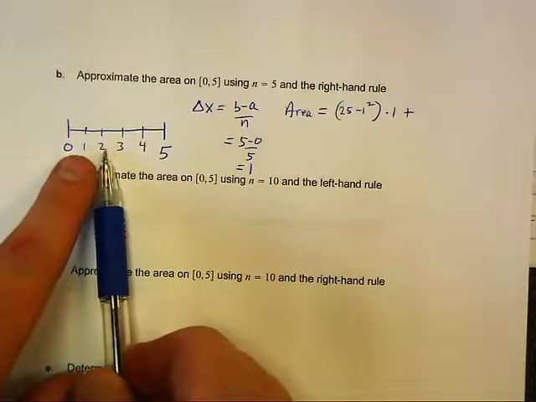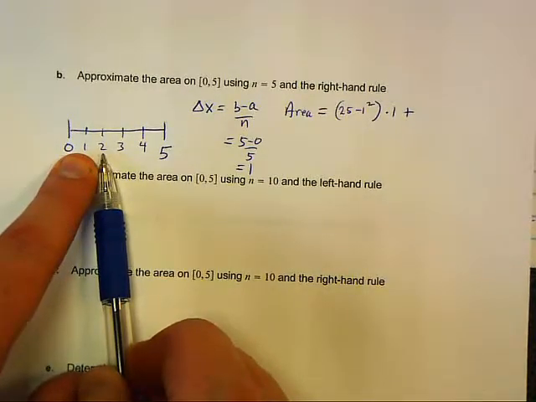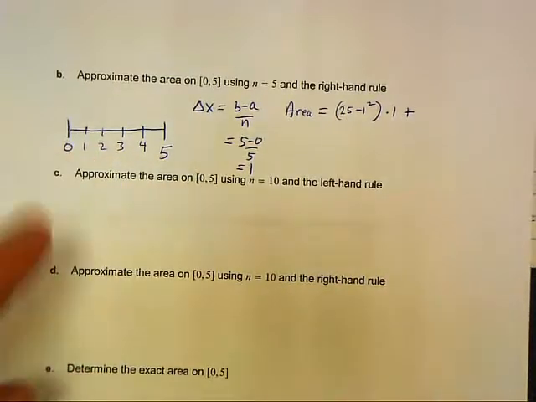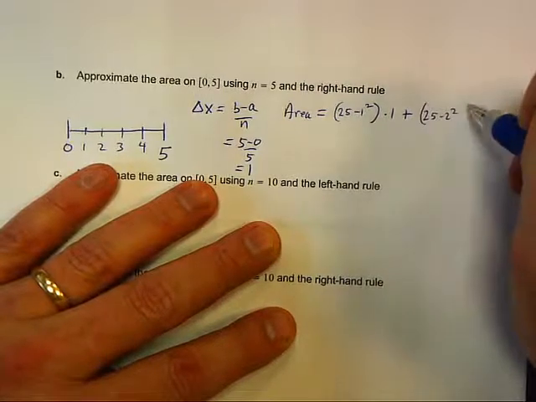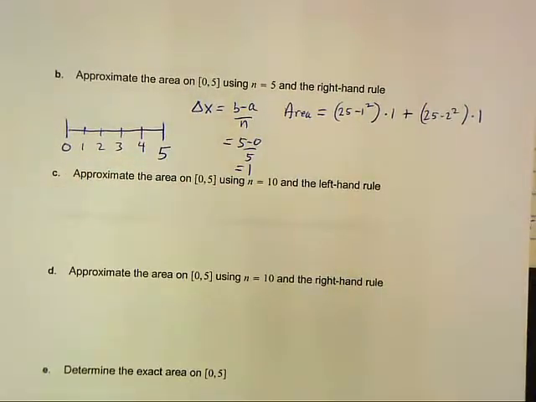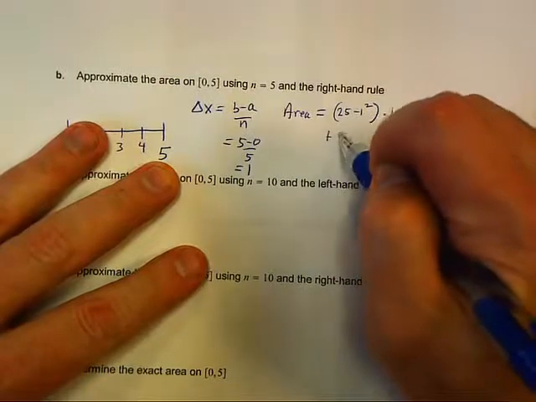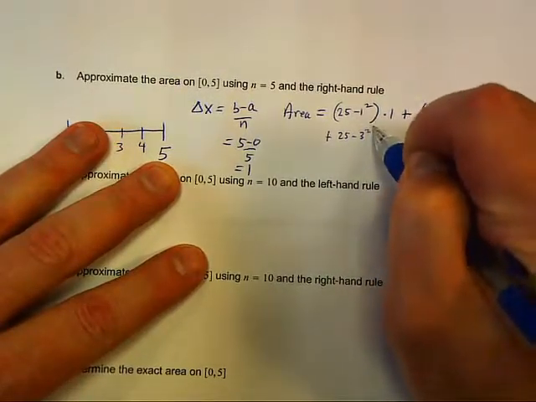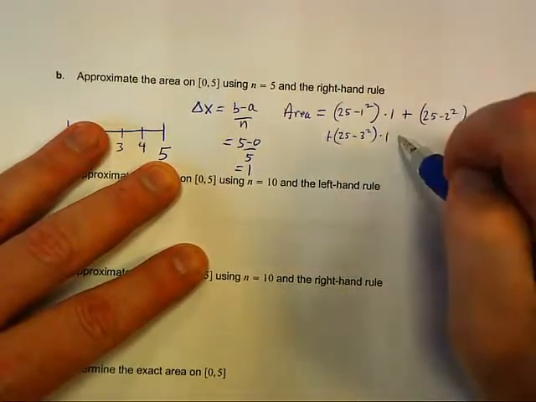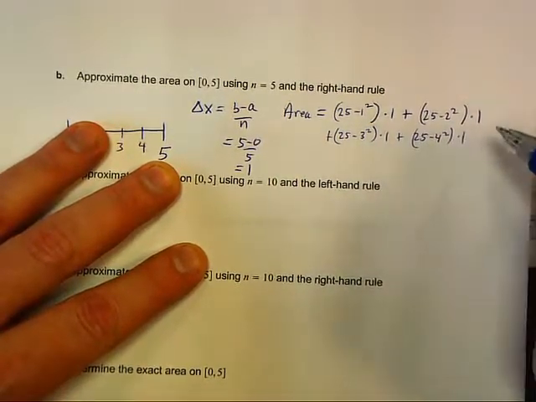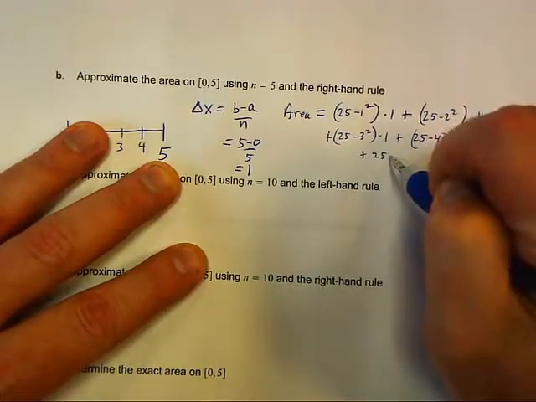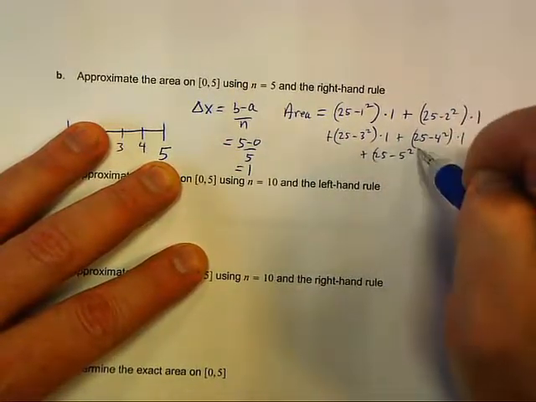Plus, how do I find the height of my second rectangle? I plug in 2 because that's on the right-hand side, correct? So that's 25 minus 2 squared times 1. And I would hope you already see a pattern. What number do I plug in for my third rectangle? 3. So plus 25 minus 3 squared times 1, plus 25 minus 4 squared times 1, plus 25 minus 5 squared times 1.